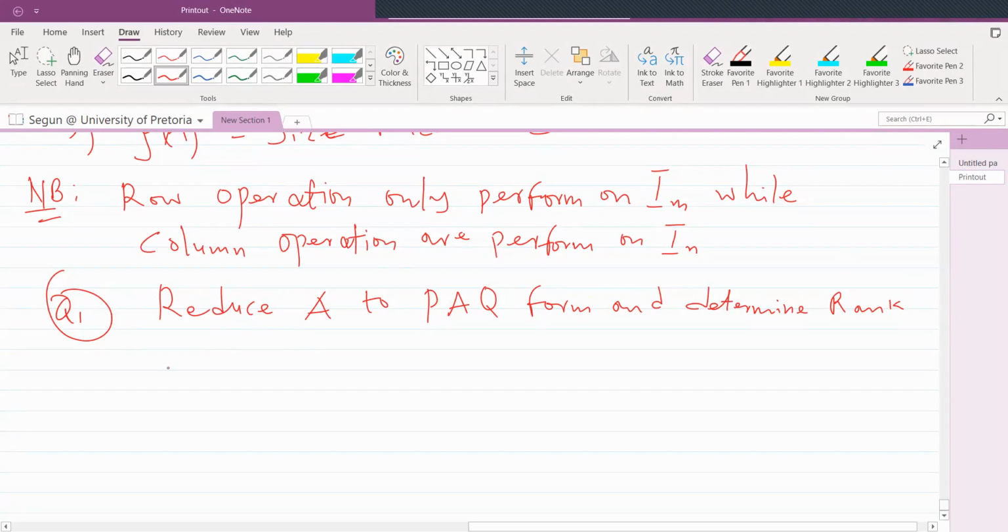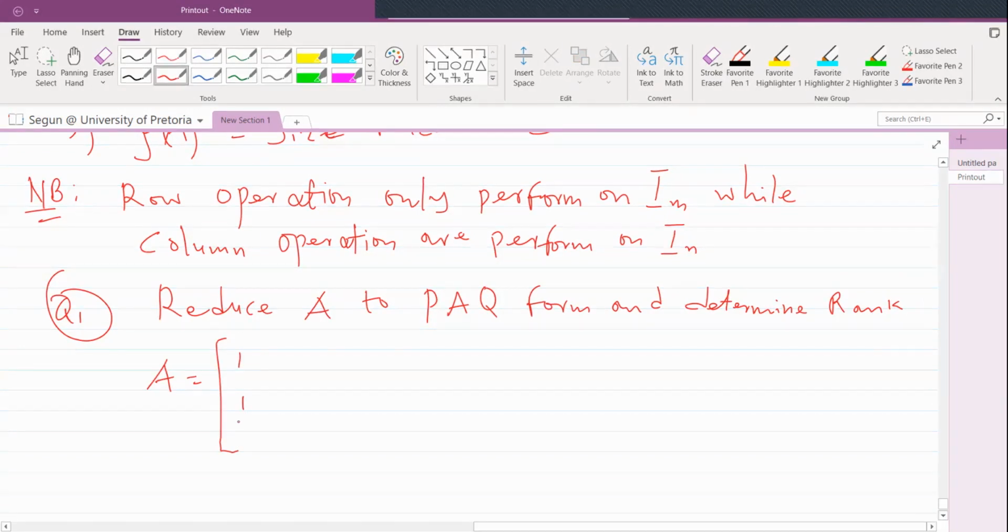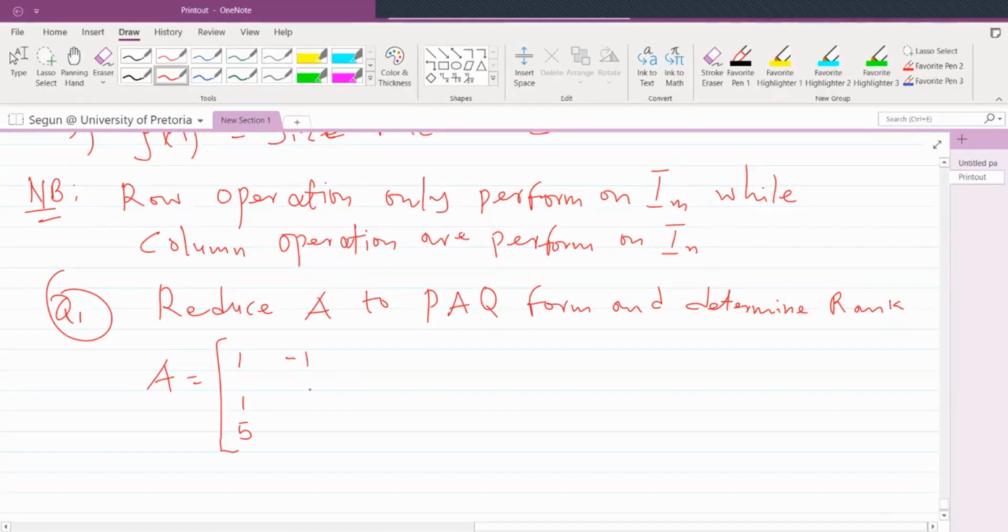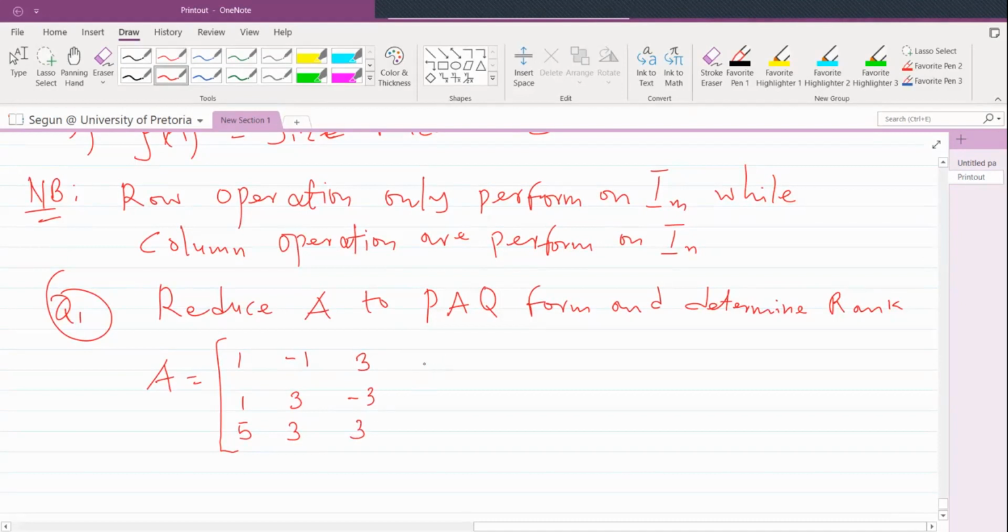Now, our A is equals to 1, 1, 5, minus 1, 3, 3, then we have 3, minus 3, 3. We have 6, minus 4, 11.